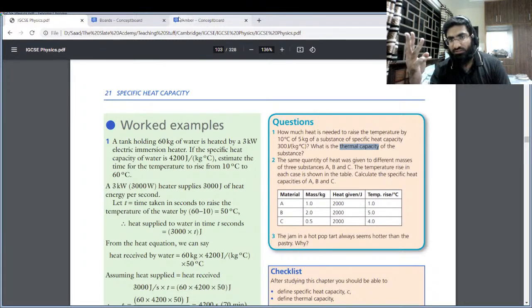The third thing is thermal capacity. Thermal capacity is how much heat is required to raise the temperature of a body by 1 degree centigrade. So that is joules per degree centigrade. So three things: heat, specific heat capacity, and thermal capacity. Heat energy is any amount of heat energy ever given to anything. Thermal capacity is heat energy given to raise the temperature of a body by 1 degree centigrade, and specific heat capacity is heat required to raise the temperature of a body by 1 degree centigrade, but not any body, 1 kg of a body.